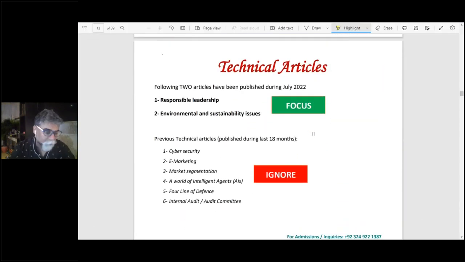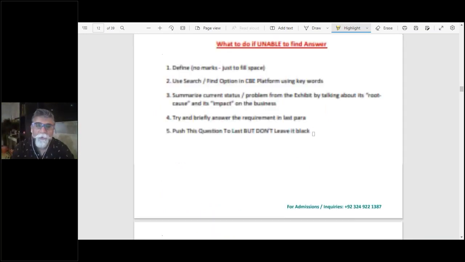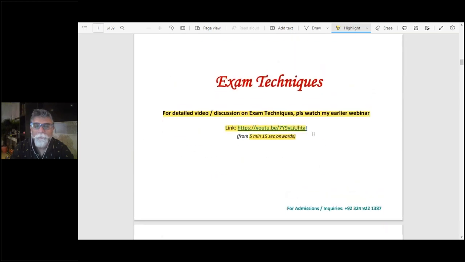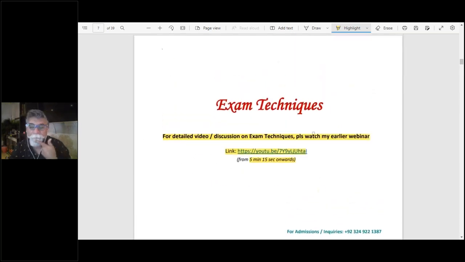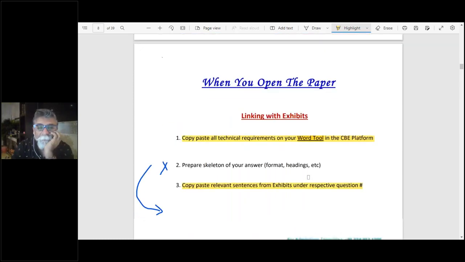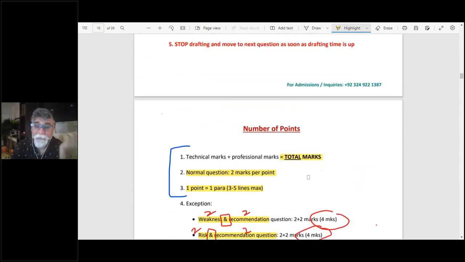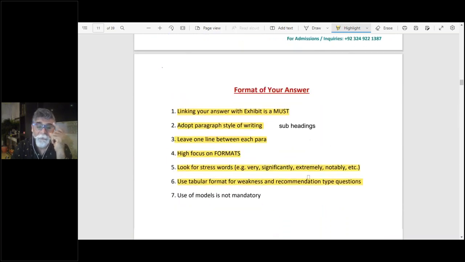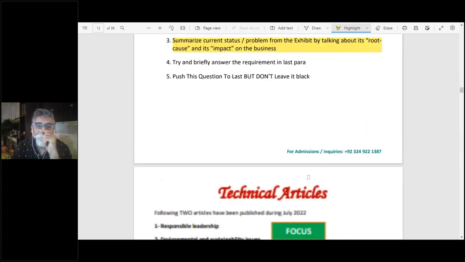Right, guys. So I gave you a summarized version of the exam techniques, and if you want to go through a more detailed discussion on the exam techniques, please use this link from 5 minutes onward. It will be the same slides but with a more detailed discussion. But if you have understood from this, then no need for anything extra to be done, right?